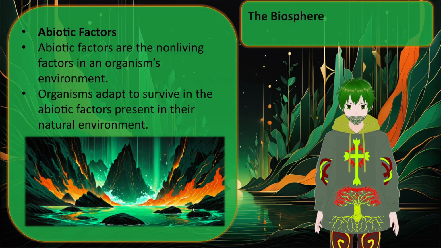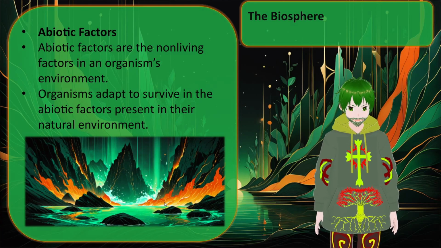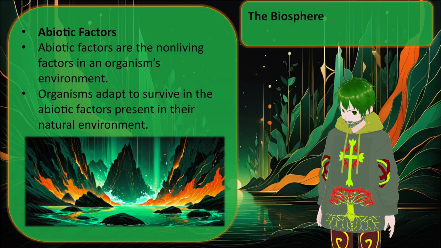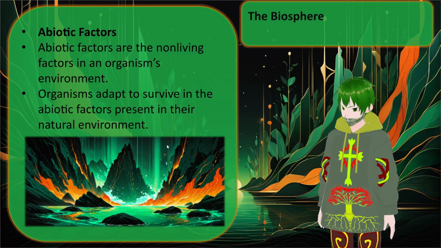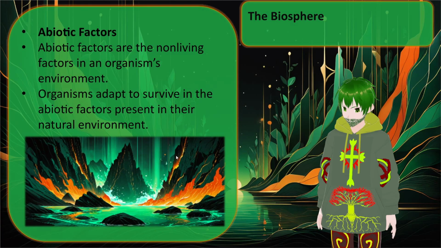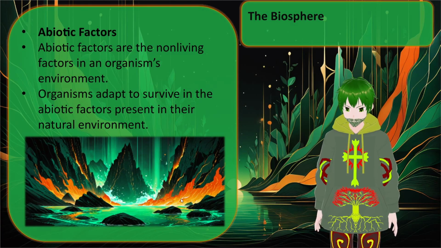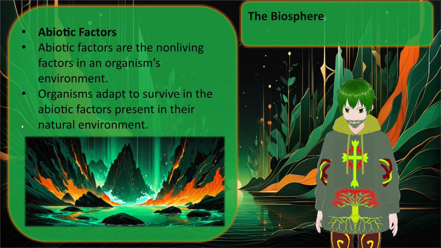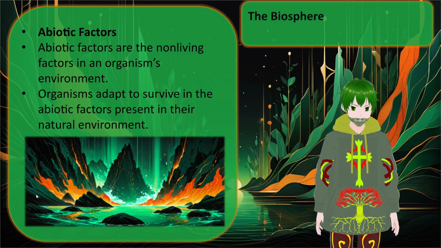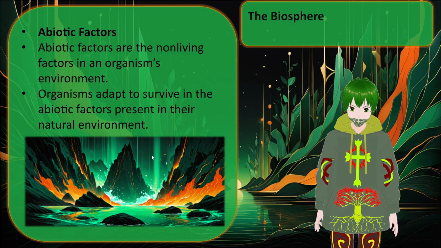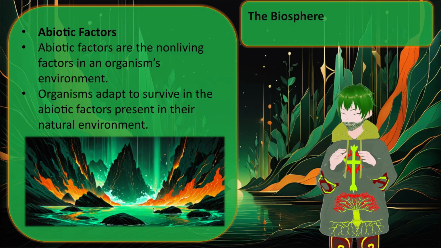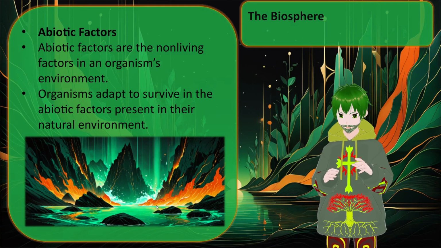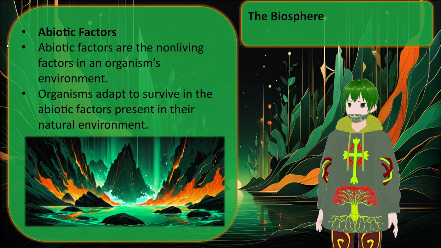So in this picture, you've got some volcanic lava coming down that's not alive. That's a hot temperature. That's an abiotic factor. So the temperature of the soil, the temperature of the air, whether or not there's water, if the soil is hard rock or loose so that things can grow in it, that's an abiotic factor. Anything that's not alive is an abiotic factor, okay?